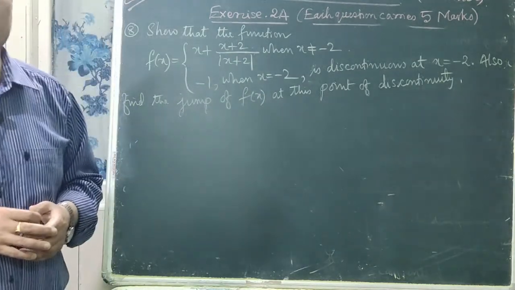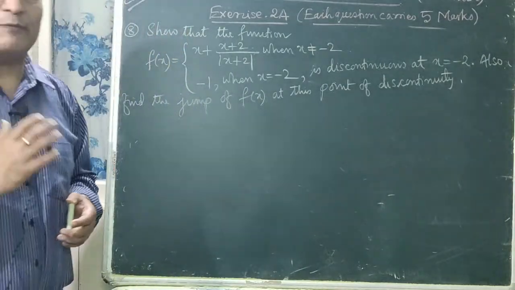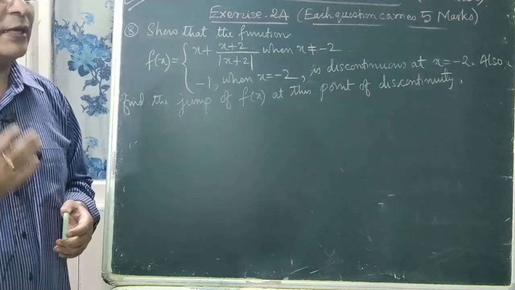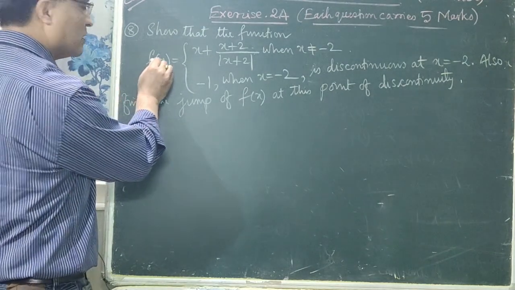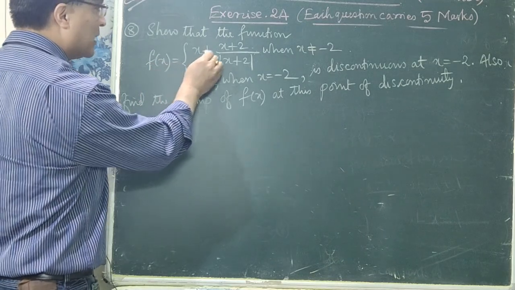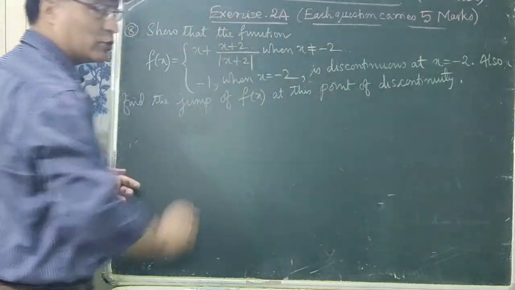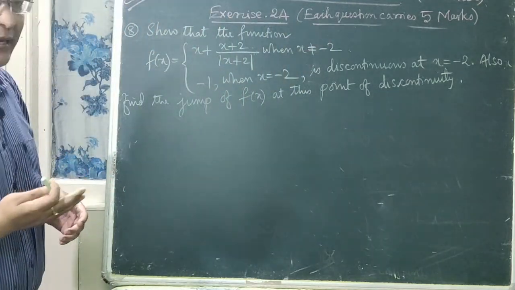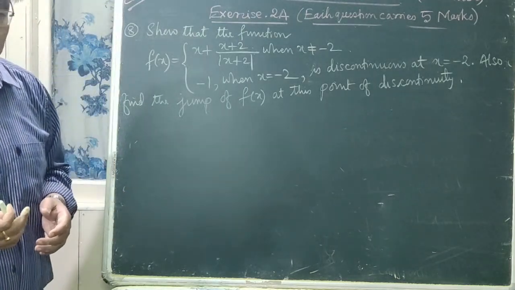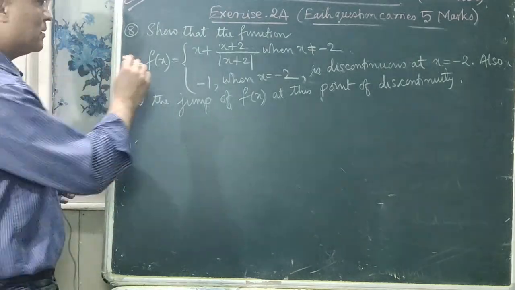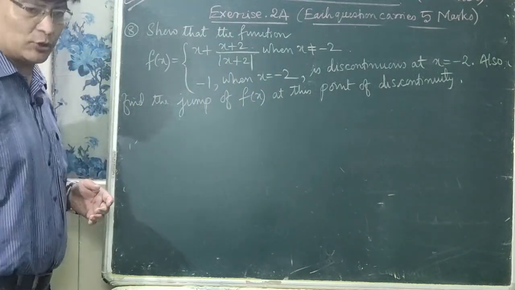Within mod x means the value should always be positive. Whatever may be the value of x, whether it is positive or negative, its value should be always positive. So the function f of x is equal to x plus 2 upon within mod x plus 2 when x not equal to minus 2. That means x may be greater than minus 2 and x may be less than minus 2, right? And f of x is equal to minus 1 when x is exactly equal to minus 2.